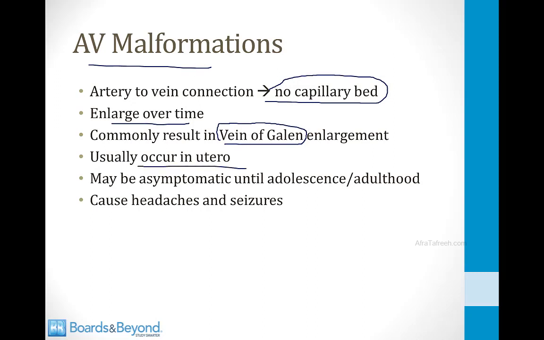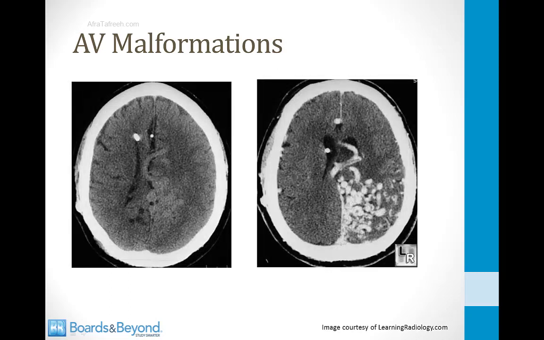These often occur in utero, but they're not always detected then, so the people will be born with them and have them until they start to get large in adolescence or adulthood. And then they'll often present with seizures, although sometimes it can also be headaches. And this is a picture of one here. This is a non-contrast CAT scan over here where you can see the AV malformation, but you see it much better over here when intravenous contrast is given to the patient.